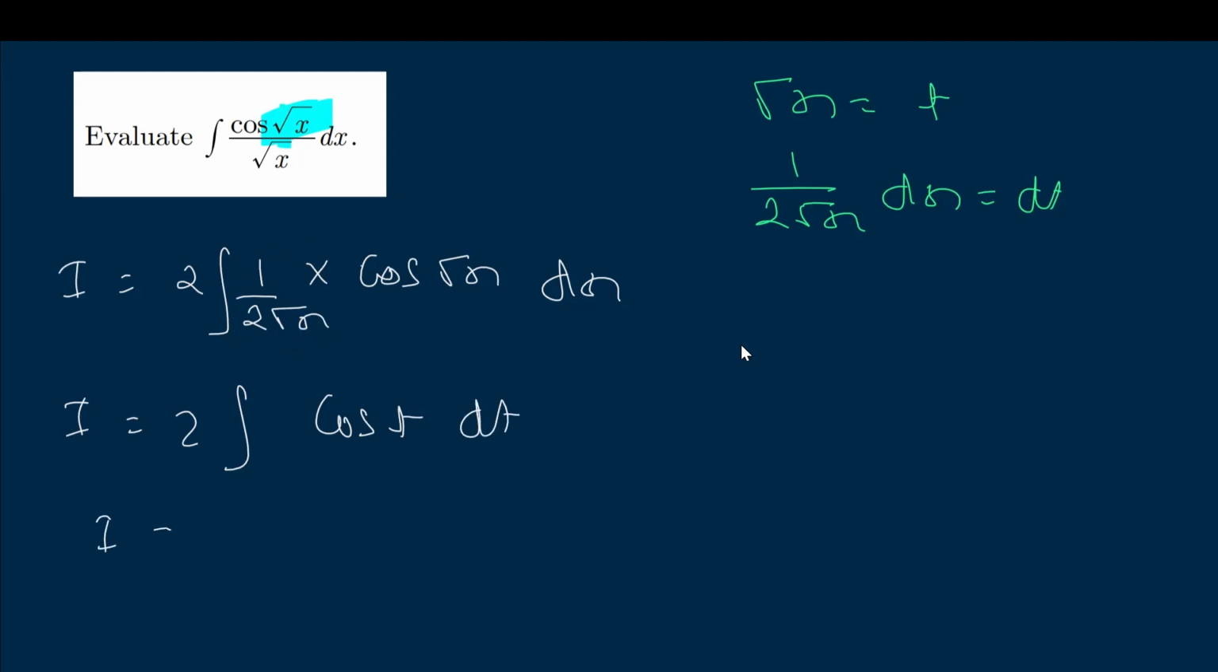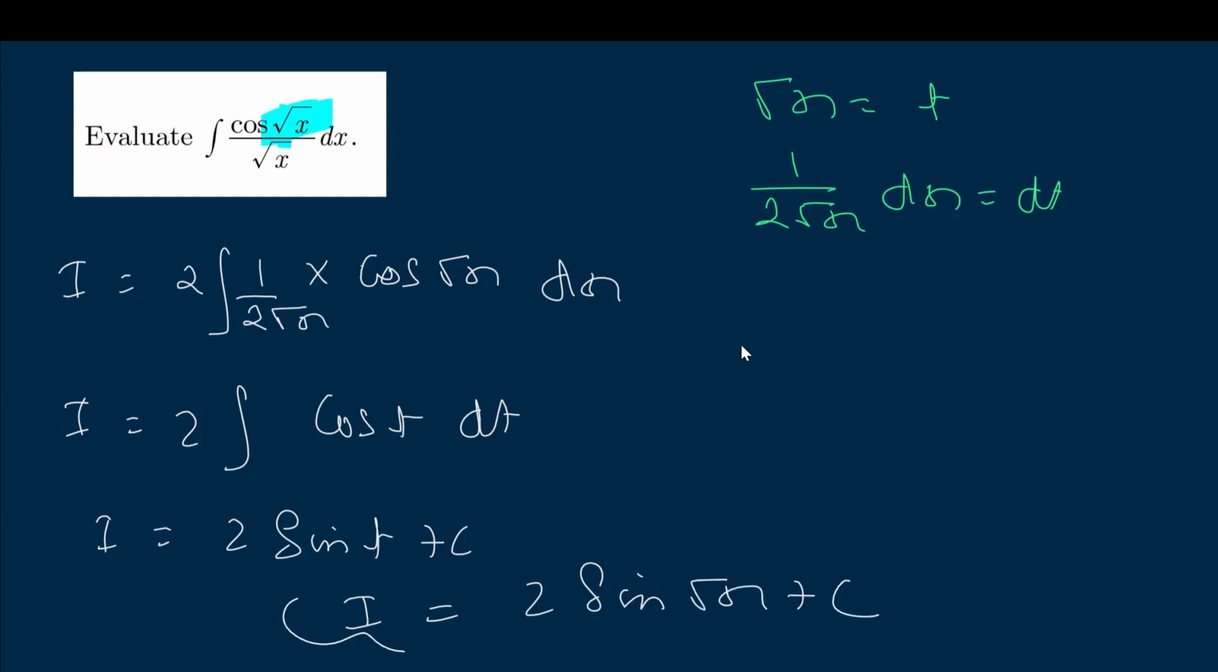So I is equal to, what's the integration of cos? Cos is sine, right? Positive sign. So this is sine t plus c. Further, we can write this as 2 sine, replacing t with what? Under root x, plus c. Yes. So this will be the final answer after evaluating this.